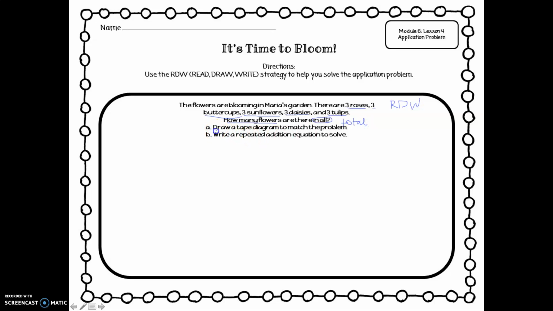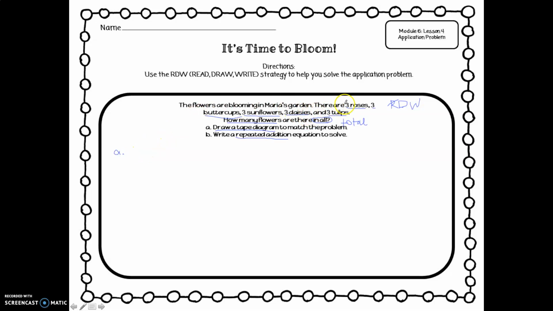And we need to draw a tape diagram to match the problem, then write a repeated addition equation to solve the problem. Okay, so we've done R. Read the problem, underline important information. Now we need to do D, draw. So for part A, we need to draw a tape diagram.